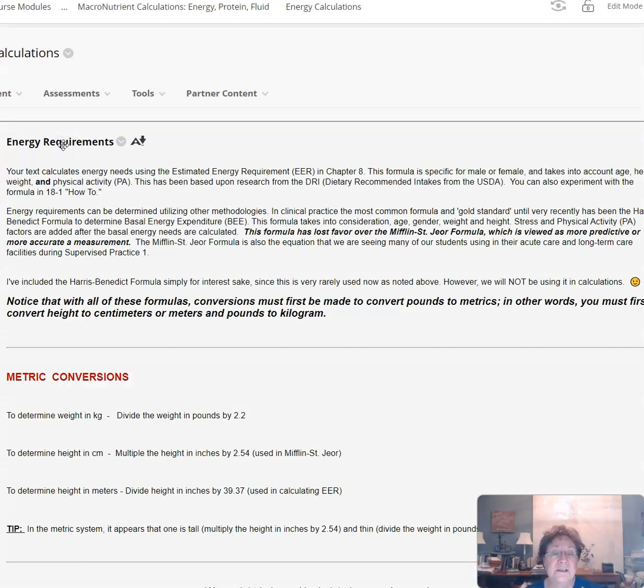For energy calculations, the Harris-Benedict equation was our gold standard for a long time, but we now use the Mifflin-St. Jeor formula, which has been shown to be more accurate than other formulas for predicting BMR, or basal metabolic rate. In other words, how many calories are burned at rest.